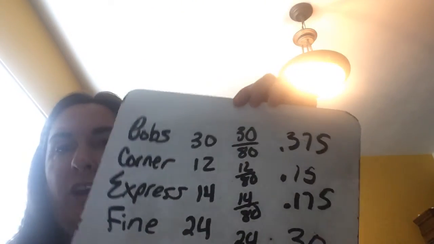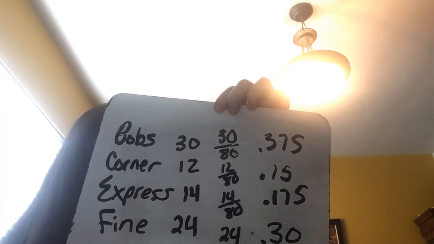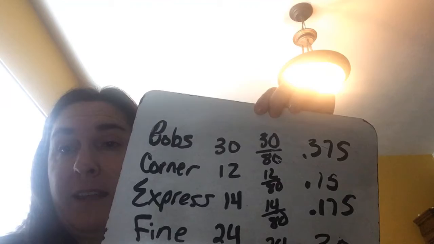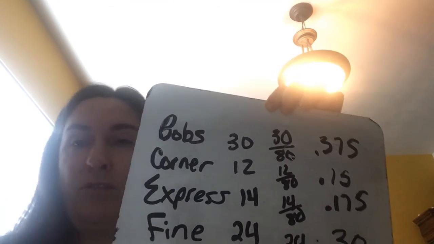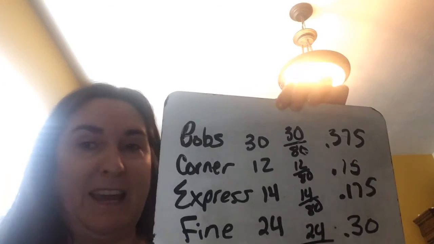Number 3. Estimate the probability that in this town an adult's favorite market is Bob's Market. Write your answer as a fraction in reduced form. Okay, we already have Bob's Market. How do we write it in reduced form? Take off the 0, 3/8. So for number 3, the answer is 3/8. Woo, 2 more. This is awesome.